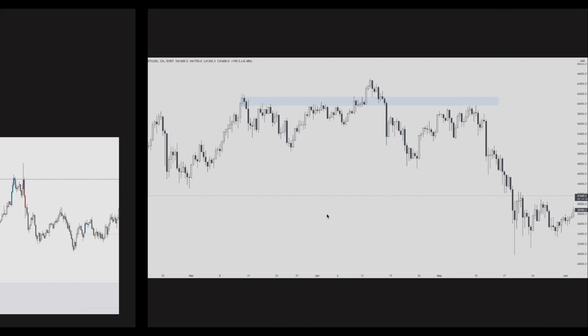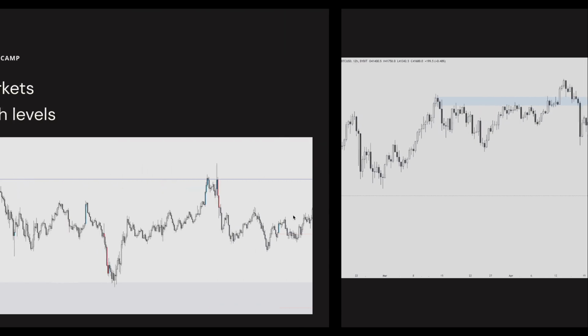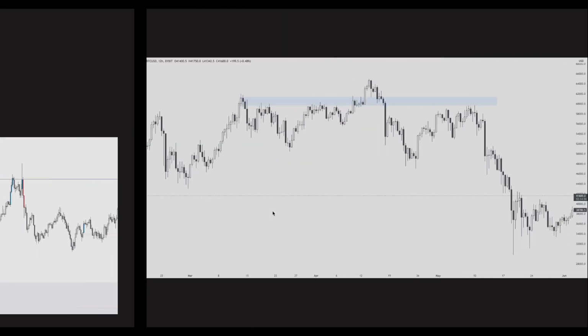Okay, so this is a simple breakdown of different price action principles and how markets are essentially moving. And now we are going to talk about more specific situations.